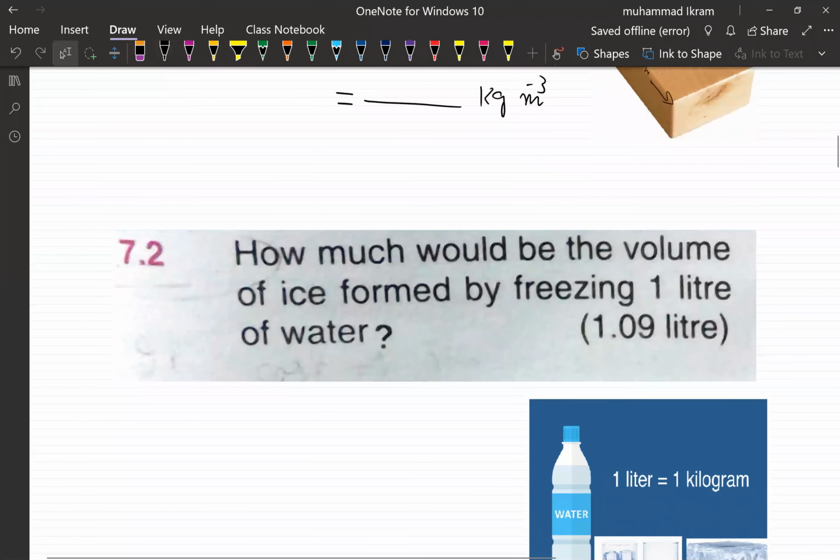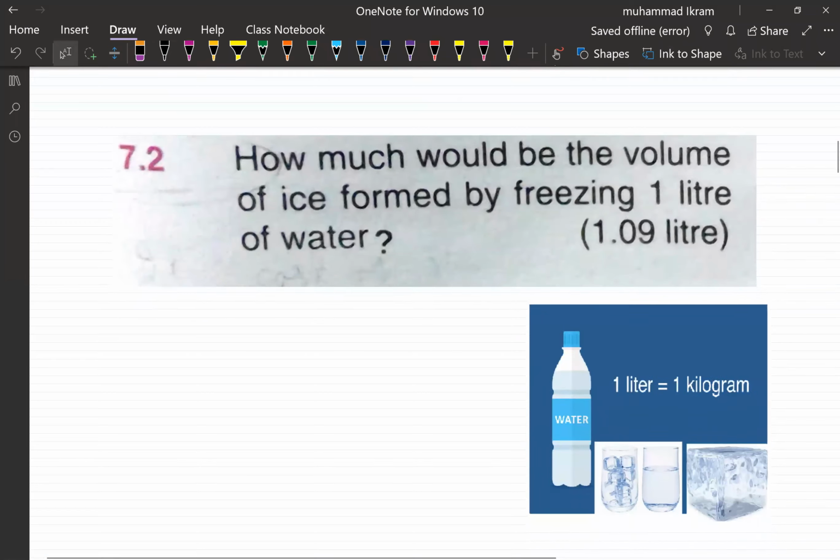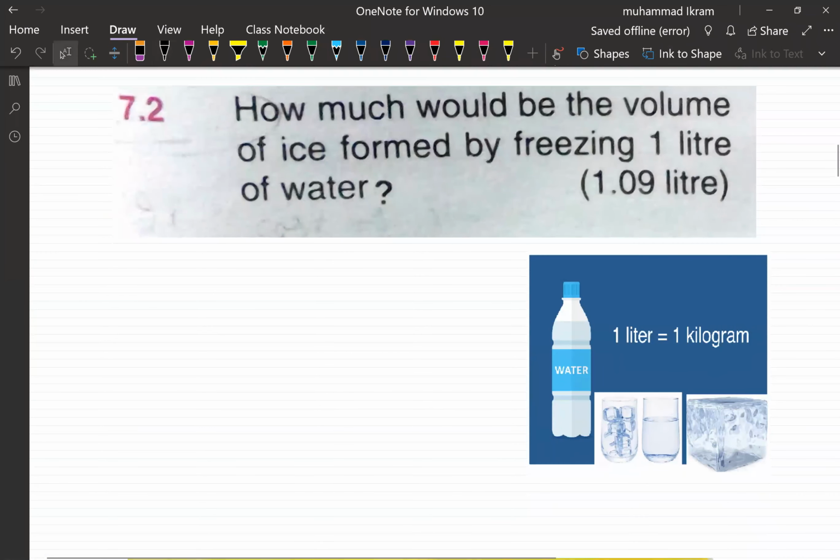The next one is: how much would be the volume of the ice formed by freezing 1 liter of water? This is a very technical question because you are dealing with two things. One, you are dealing with the ice, right? And then you have been given the water. So you know that ice is the solid form of water, and they both have a density difference.